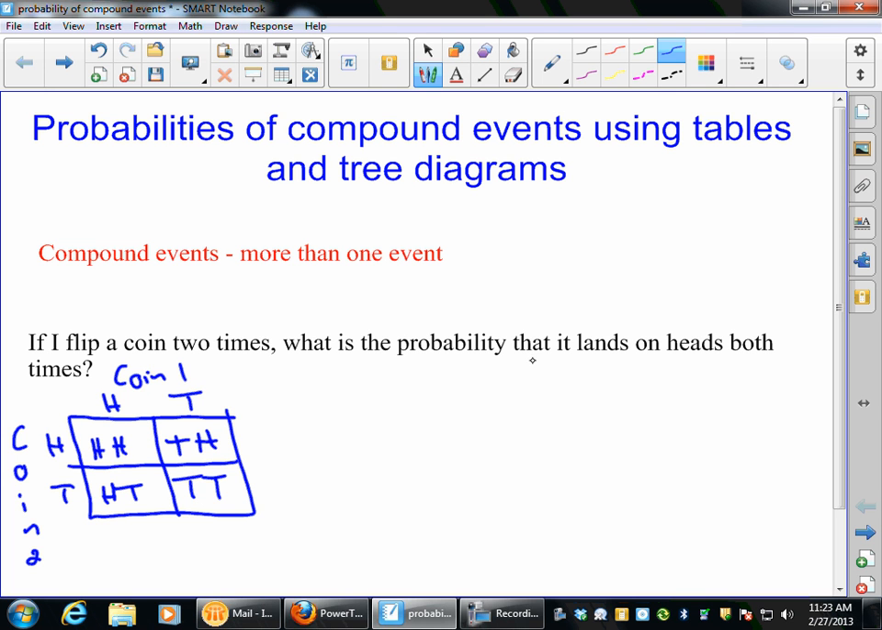So if we want the probability that it lands on heads both times, well, that one didn't land on heads at all. 1 tails and 1 heads, 1 heads and 1 tails. This is the only one that landed on heads both times. So to find our probability that they're both heads, there's one way that can happen, and there are 4 possible outcomes. So my probability is 1/4. That's it. That's that easy.